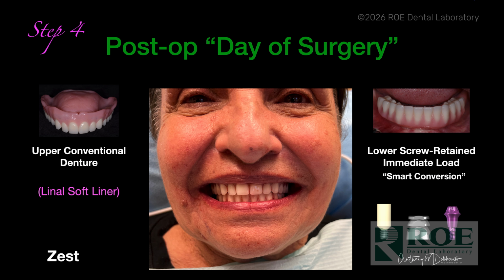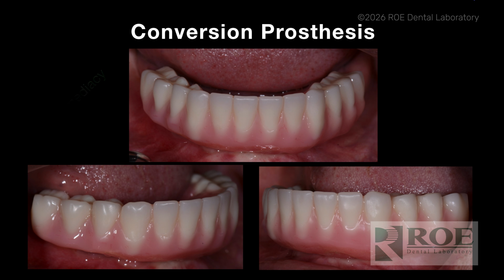and then we can simply remove the little screws from the MUAs, and then in the intaglio of the denture, we're going to drill through the intaglio, making nice tiny little screw holes for the screws to be able to connect to the MUAs at the time of delivery. In the upper denture, we're going to place Linol to stabilize that. And so here's our conversion prosthesis delivered on the day of surgery.